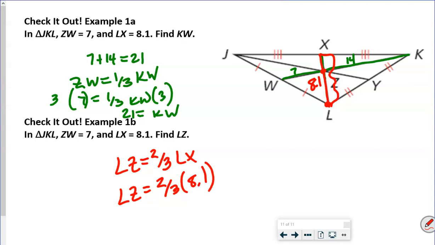So this time, again, we could have divided 8.1 by 3 and then multiplied it by 2, but we're going to actually multiply this by 3/2. Actually, no, we're going to do that exactly, it's right up there. So divide 8.1 by 3 and then multiply it by 2. Or you can just do 2/3 of 8.1 in your calculator, and if I'm not mistaken, that's 5.4. LZ is equal to 5.4. Okay? That's it.